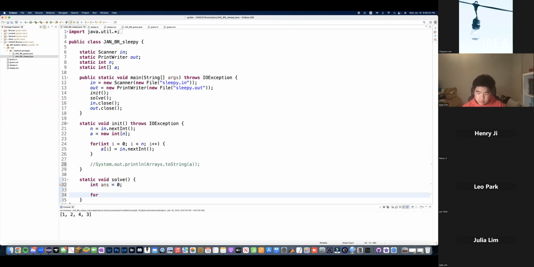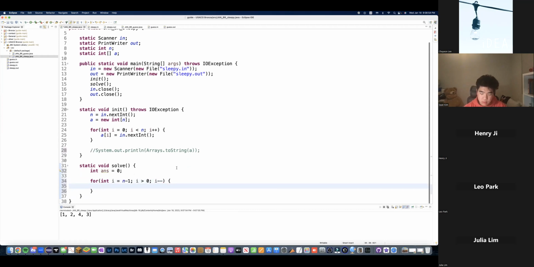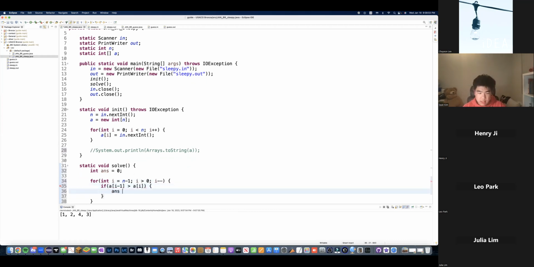And from there, we're going to have to run a for loop to find where it's smaller, right? So we start at n-1 because, like I explained before, the last index is always n-1. i is greater than 0, because we don't want to get to the last one, considering we have to check the one before, i--. So if a[i-1] is greater than a[i], basically if the number before it is bigger, then ans equals i, and then you break.